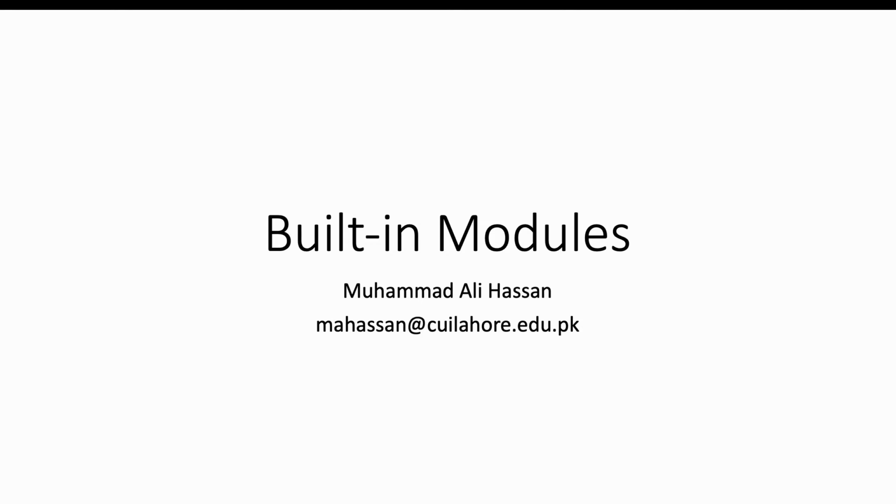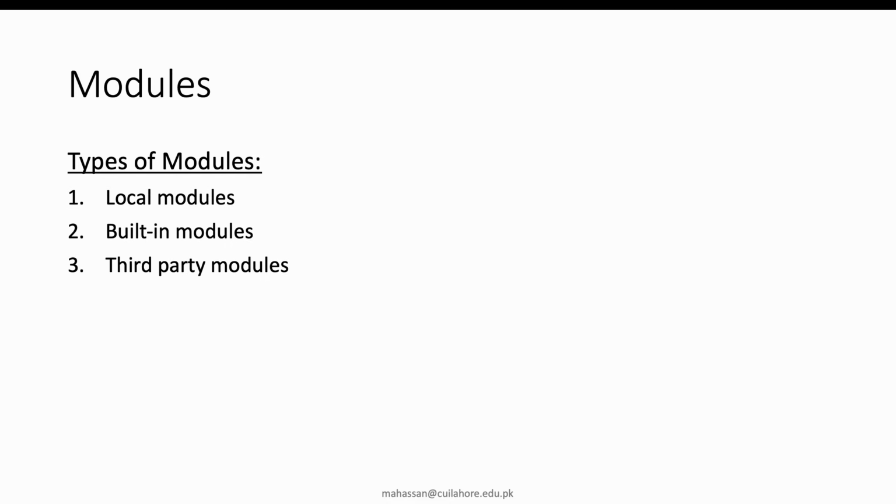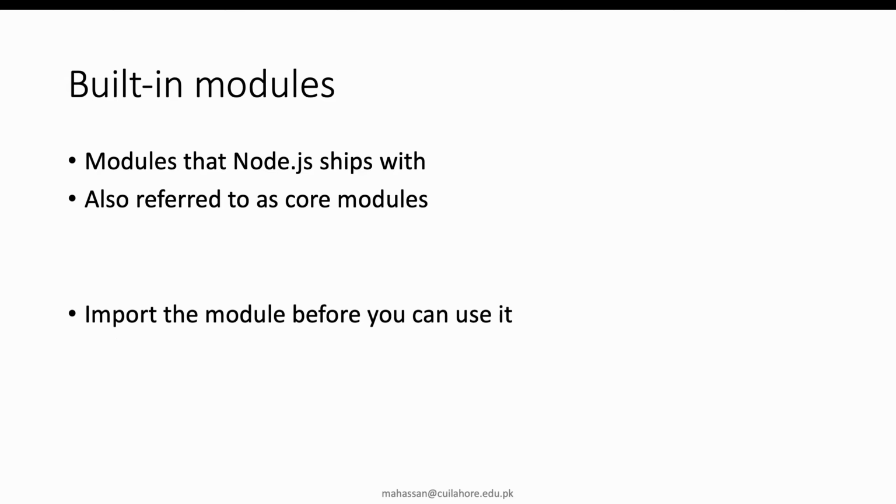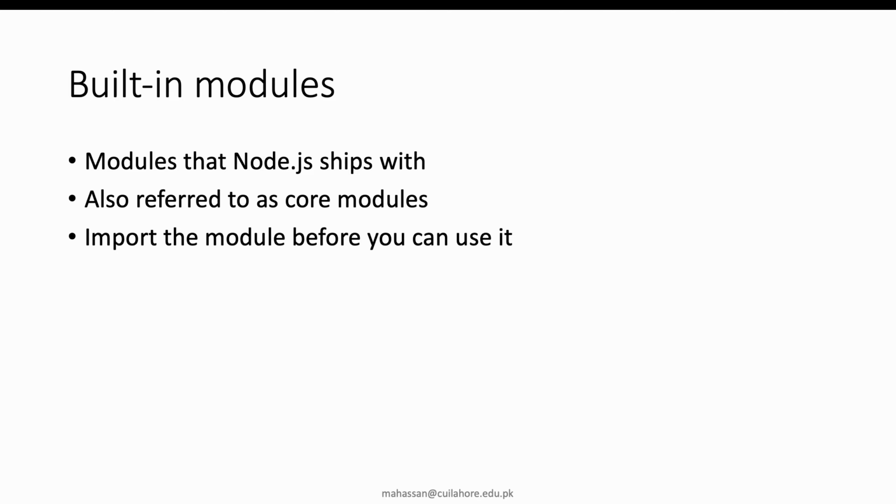In a previous video, we discussed the three types of modules in Node.js: local modules, built-in modules, and third-party modules. In this section, we will focus on built-in modules. Built-in modules, also known as core modules, are pre-installed with Node.js. While they are available by default, you still need to import them before you can use them in your application.